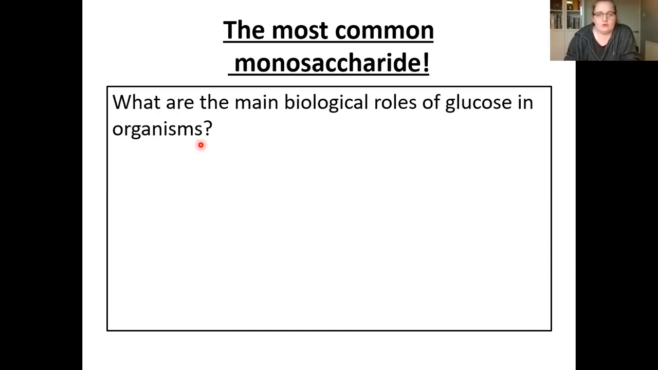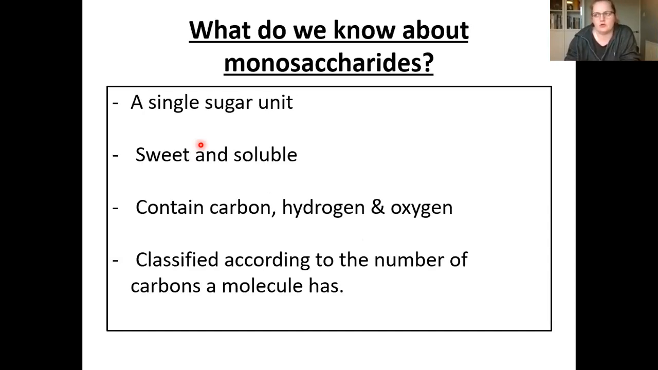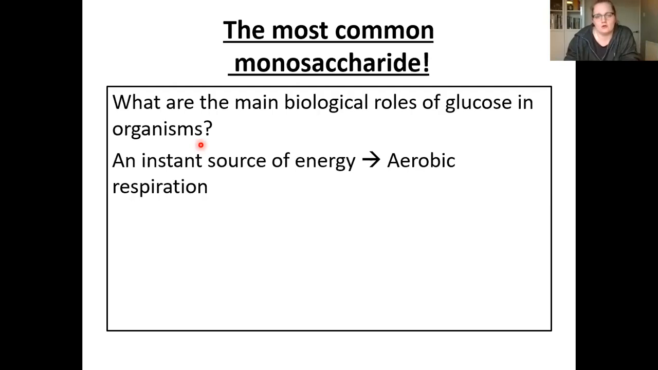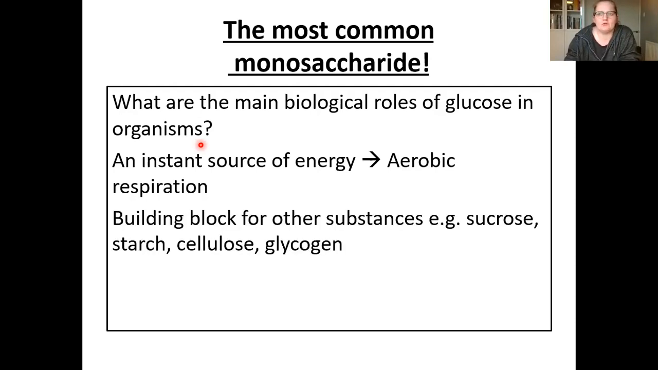So what are the main biological roles of glucose in organisms? We're going to go back to glucose. Glucose is the main one that we talk about. It's the main one that's brought up at GCSE because it's one of the main ones involved in our bodies. Glucose is an instant source of energy, and we can use that energy straight away. It's used in aerobic respiration. We also can use it to make other substances such as sucrose, starch, cellulose, and glycogen.